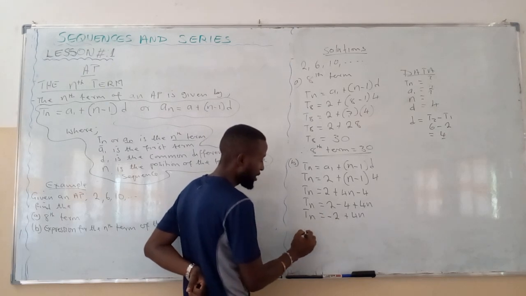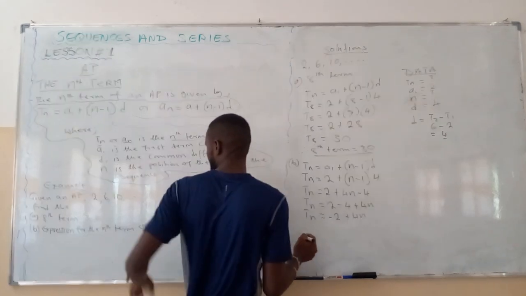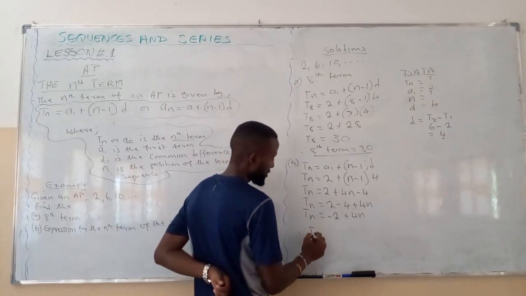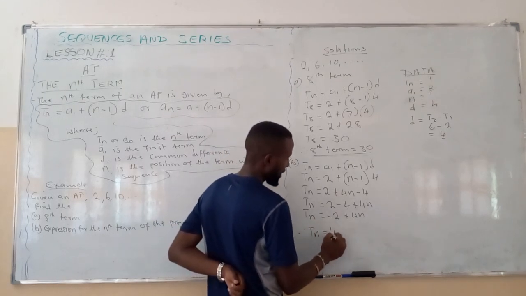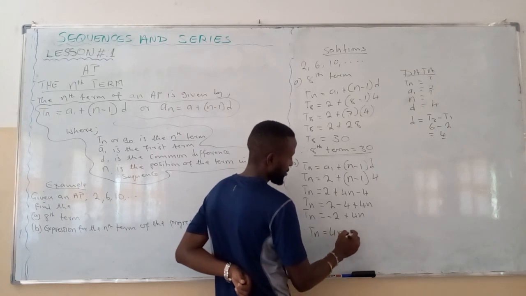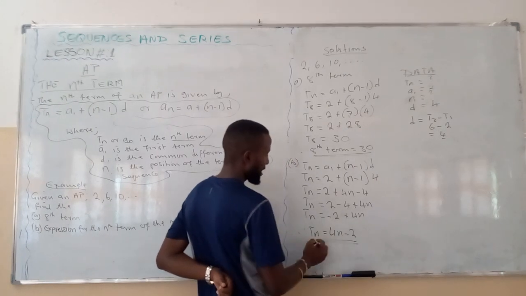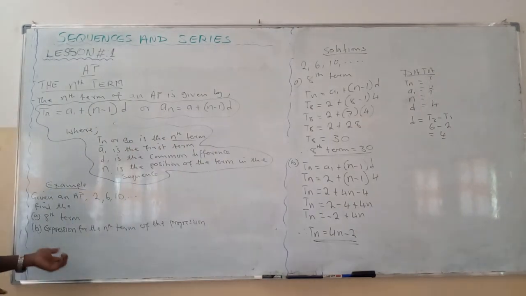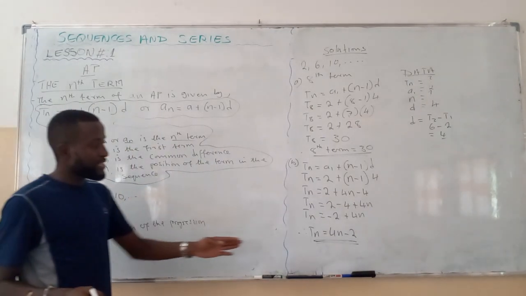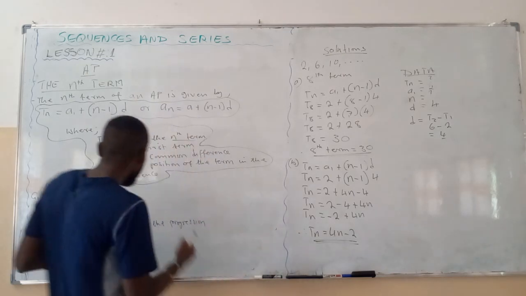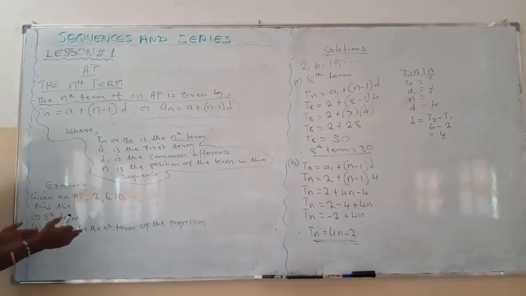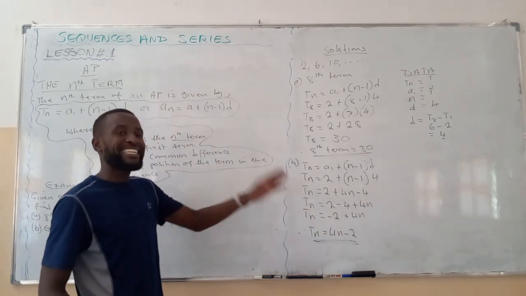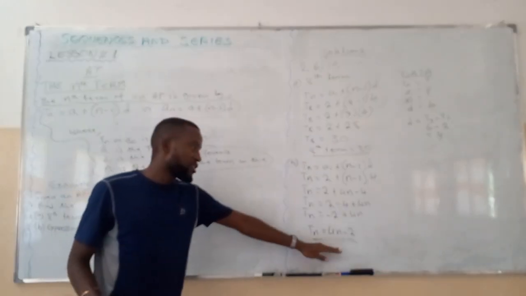Or you can say, therefore now, the expression for the nth term, Tn, is equal to 4n minus 2. So this is the expression they are talking about, or the expression sometimes they may call the formula. So the formula they are talking about is this one. For this particular sequence only, the formula is this one. So for me to find any term, I need to use this formula.